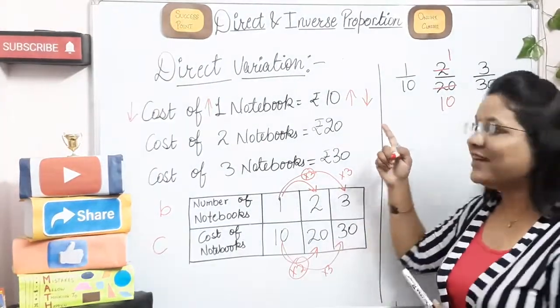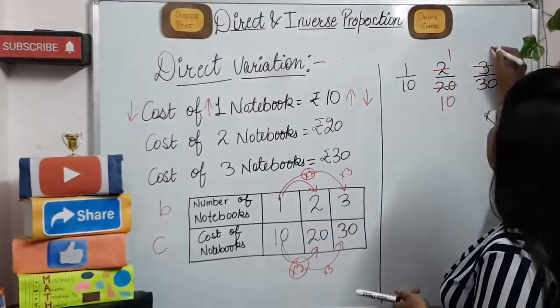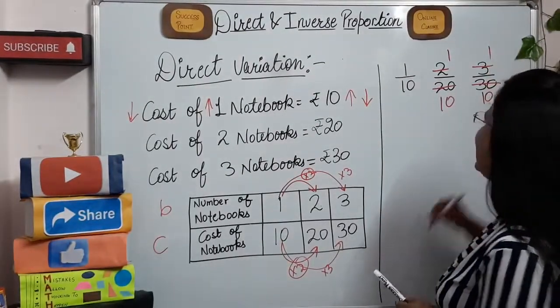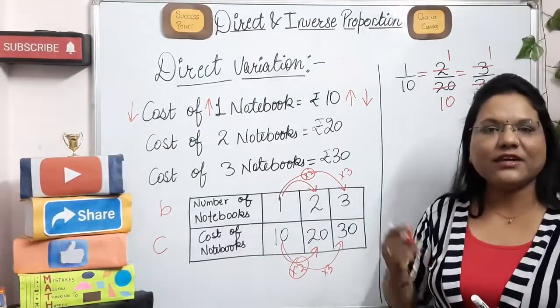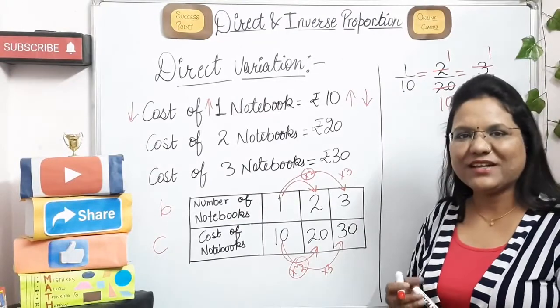Already we have 1 by 10. Second term also we are getting 1 by 10. Let's check the third one. 3 ones are 3, 3 tens are 30. So yes guys, we are getting all ratios equal. Okay? Or we can say fractions equal.